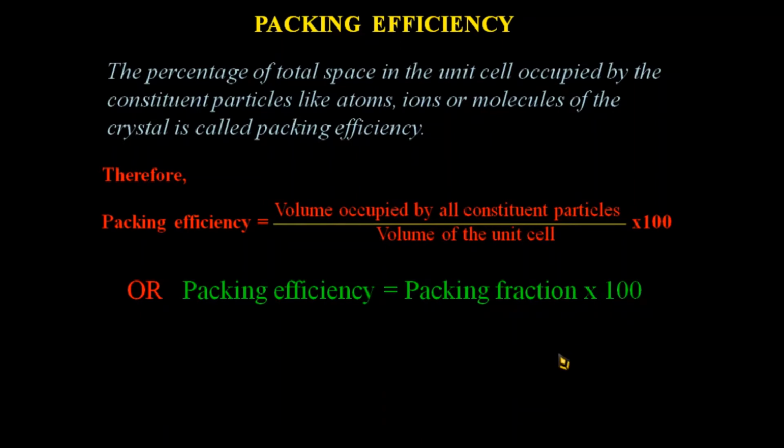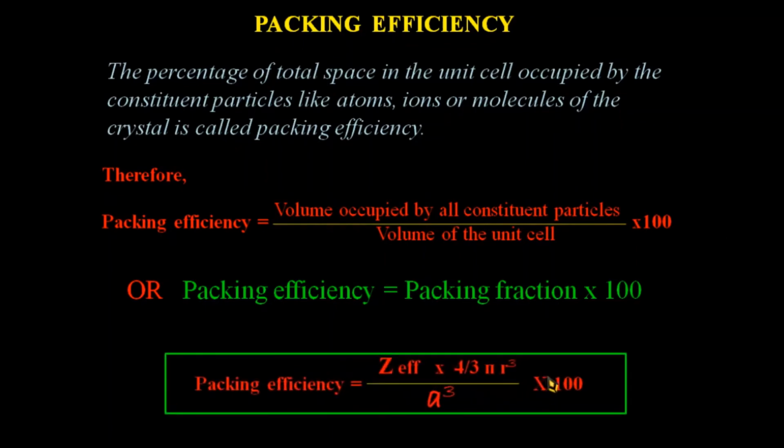That means once we calculate the packing fraction and multiply it by 100, we get the packing efficiency. So packing efficiency is also calculated by using the same formula as packing fraction, multiplied by 100. So packing efficiency is equal to Z effective multiplied by 4 by 3 pi r cube divided by the volume, that is a cube, multiplied by 100.